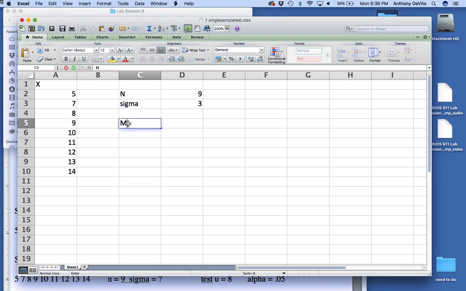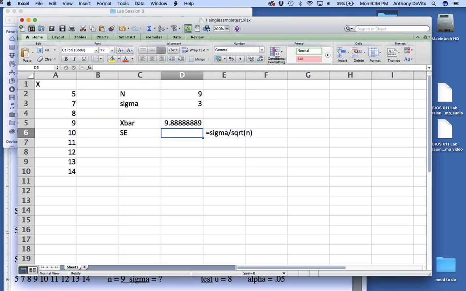The mean of this, I'm going to call it X bar, since it's the mean of the sample, is equal to the average of these 9 numbers. Okay, there's the average of those 9 numbers. Now if I want to calculate the standard error, how do I calculate standard error? Standard error is going to be equal to the standard deviation sigma over the square root of the sample size.